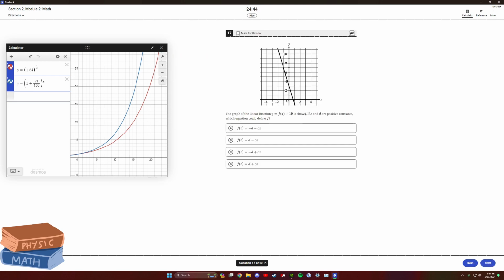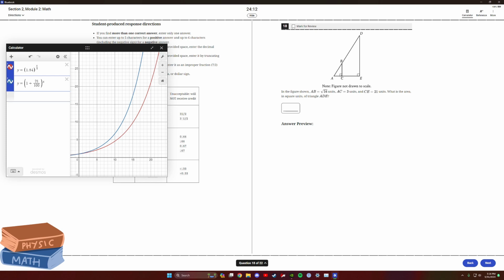C and D are positive constants, which are going to define f. So they shifted it up 19 already. So we just need to move it down 19. So that should be, we're at +3. It's going to be down at -13. If C and D are positive constants, so this is a negative slope. So if C is positive, we're going to have a negative slope. So we need it to not say plus C, because then that would mean that we have a positive slope. So we need a negative slope. And if D is a positive number, we need it to be negative because we're going to be below the line. So it's A.